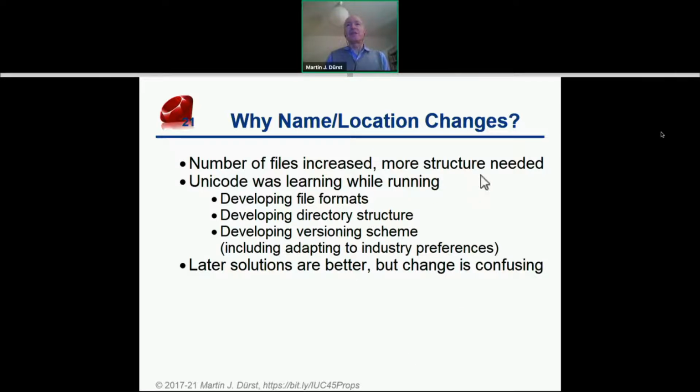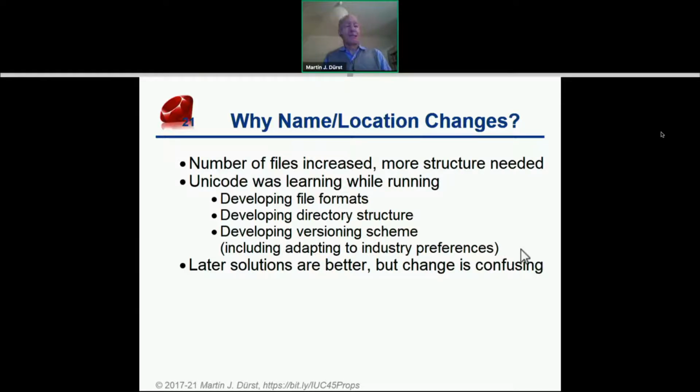First thing is the number of files increased, and so more structure was needed. Yeah? If you put more and more files all in the same directory, it's going to be a mess. Also, Unicode was learning while running. Yeah? For example, well, they were developing file formats, figuring out what's the best way of processing the data, developing the directory structure, developing the version scheme, yeah? Including adapting to industry preferences.